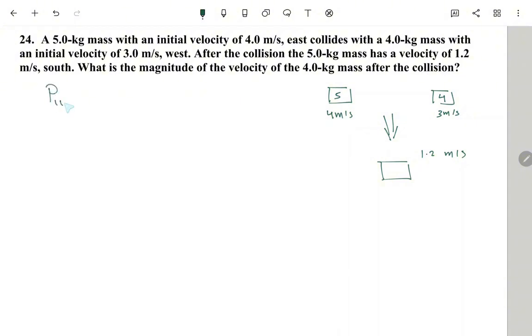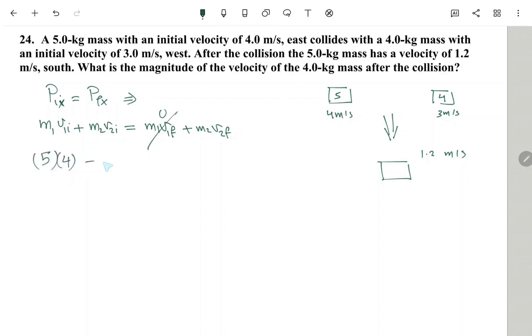Now P initial x equal to P final x, and from this one here, m1 v1 initial plus m2 v2 initial equal to m1 v1 final plus m2 v2 final. Now this one is equal to 0. 5 times 4 minus 4 times 3 equal to m2 v2 final x. In other words, v2 final x equal to 8/4 or 2 meter per second.